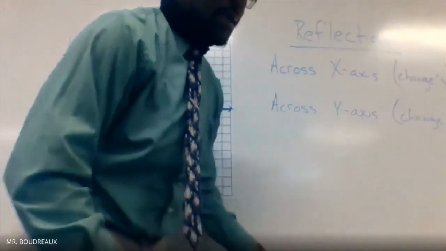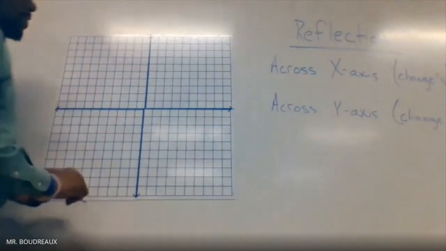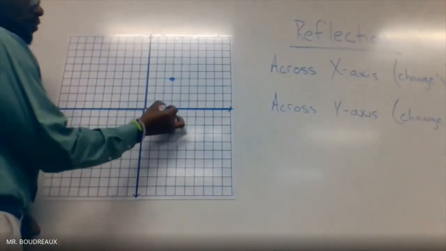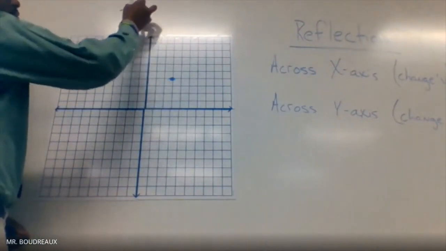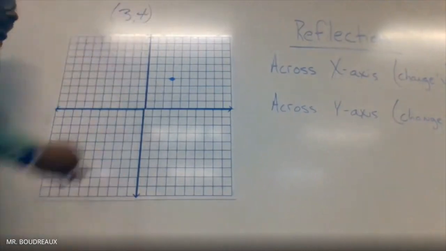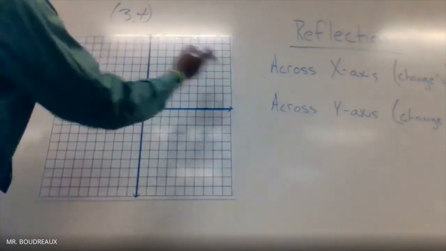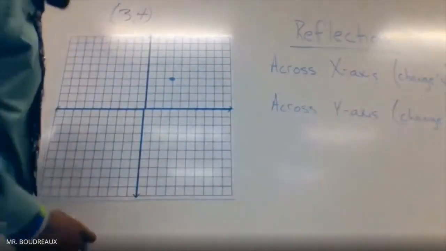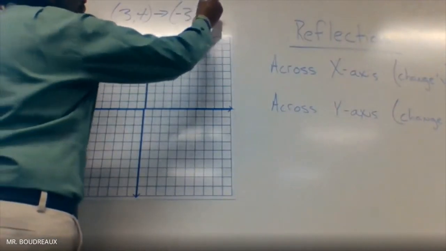Now let's try the y-axis. I'm going to give a different point. Let's say my point now is, what point is this? 1, 2, 3, 1, 2, 3, 4. So 3, 4. All right, now I'm going to reflect across the y-axis. This is the y-axis. When I reflect across the y-axis, it says change the x. So change the x: -3, 4.